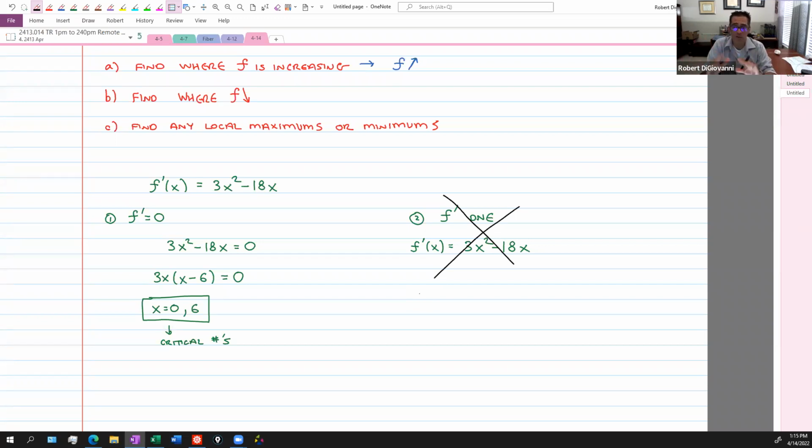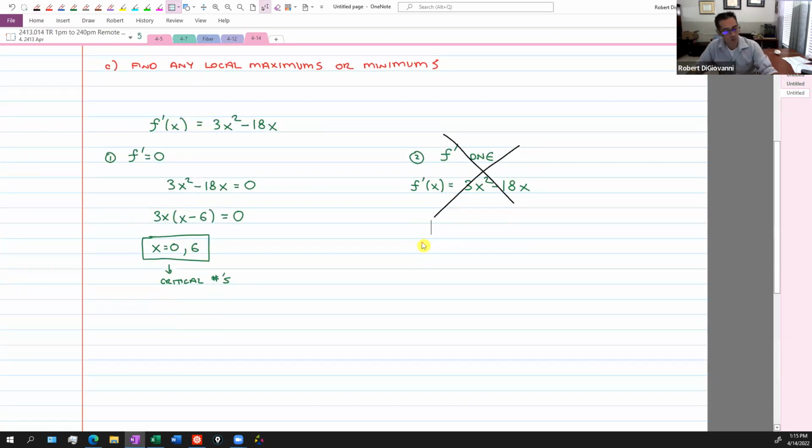Here's where things change from what we did in 4.1. What I'm going to now do is try and figure out if the derivative changes signs as I move from left to right. Is my derivative going from positive to negative or negative to positive as we move from left to right through these critical numbers? So the most efficient way to do that is this. We're going to draw a number line. And I'm going to plot my critical numbers on a number line. Here's 0, here's 6. And then I'm going to put dotted lines going straight up.